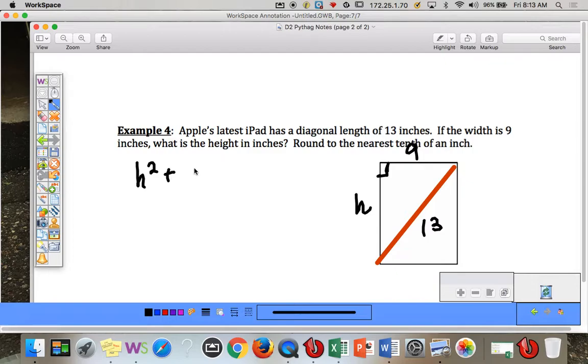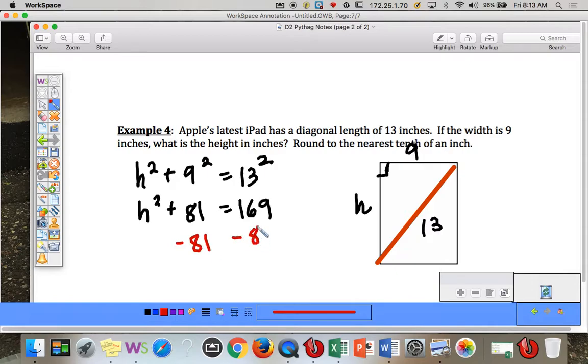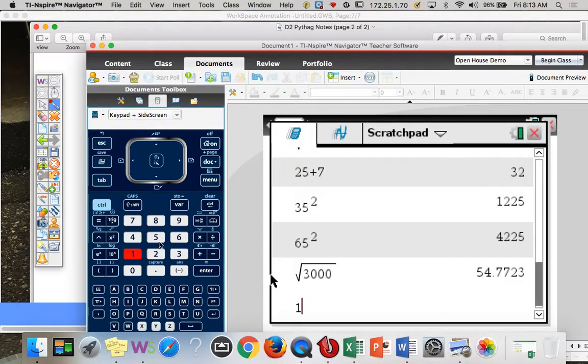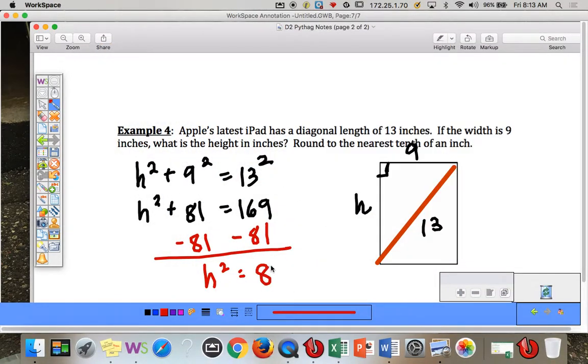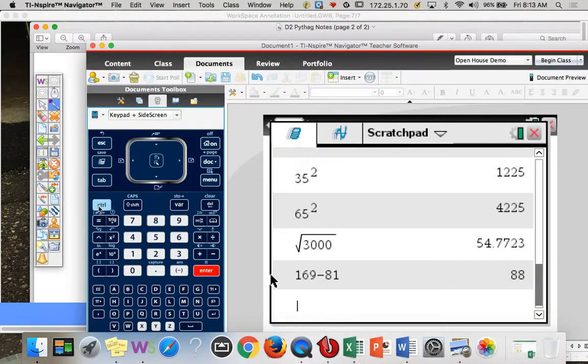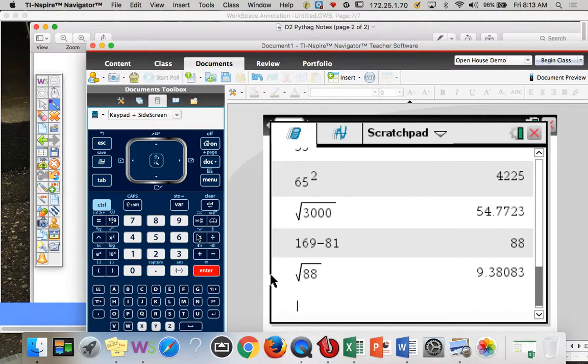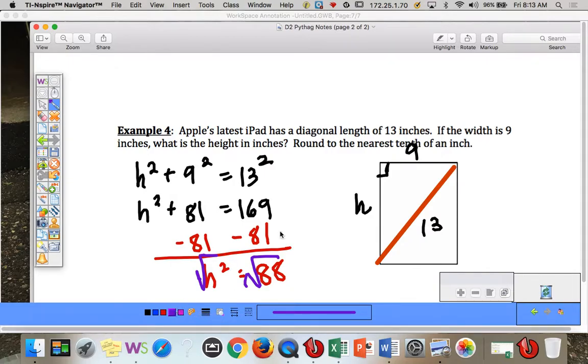So I have 8 squared plus 9 squared equals 13 squared. We have 81 equals 169. Subtract 81 from each side. So 8 squared equals 88. Take the square root and we'll round to the nearest tenth, or 1 after the decimal. So we'll take the square root of 88. 9.38, so rounding to the nearest tenth, that would be 9.4. So we have the height here equals 9.4 inches.